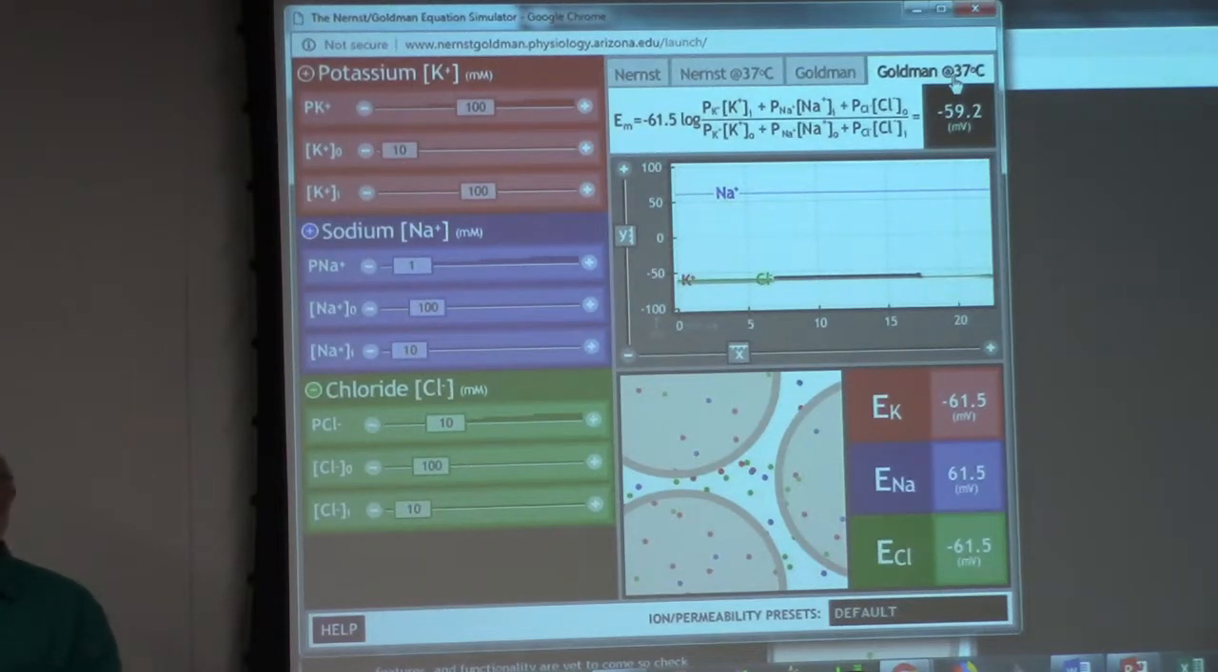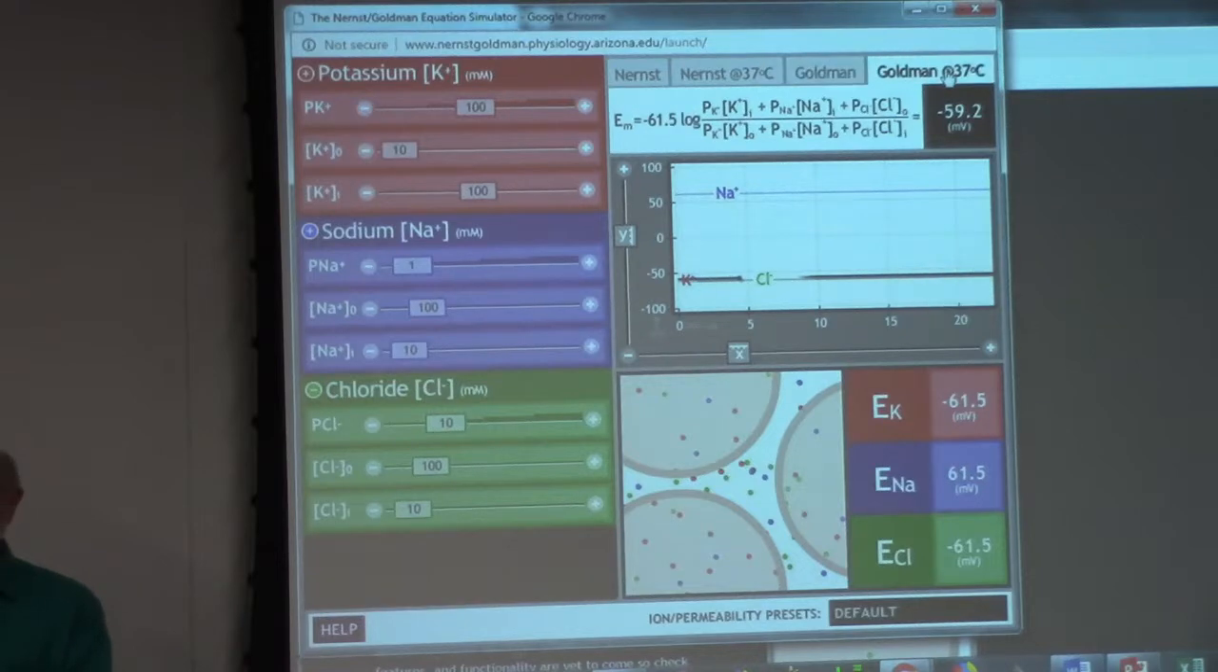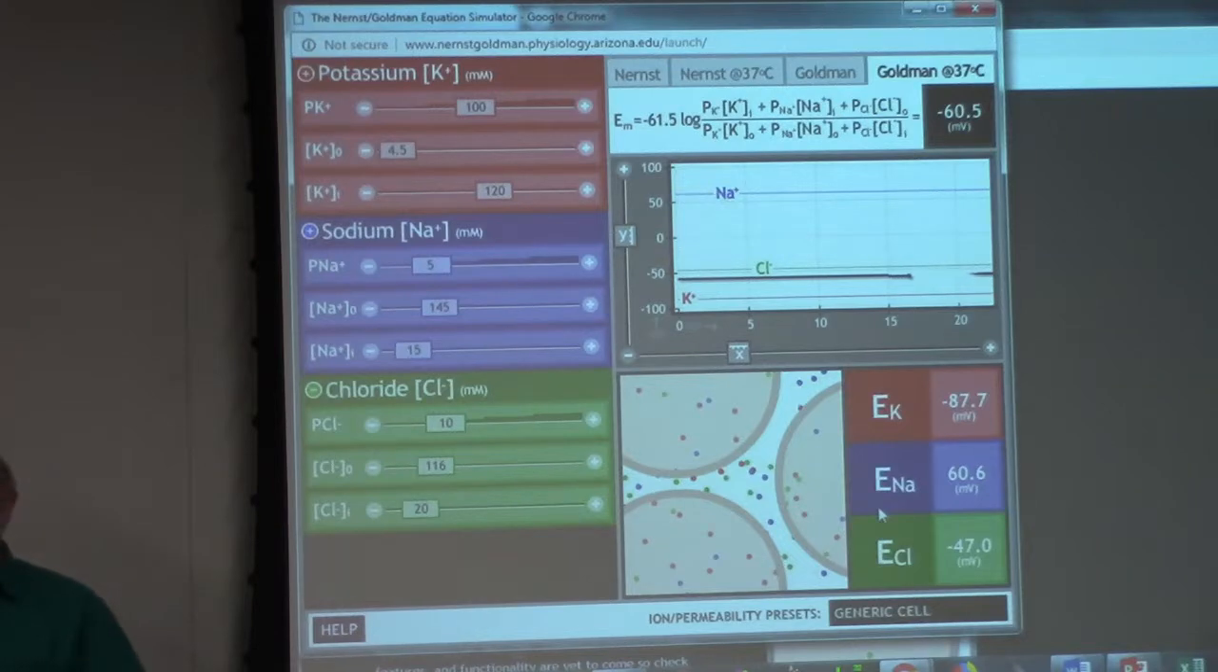But if you were a squid, we could work at 4 degrees Celsius instead by clicking on Goldman, and then we have control of the temperature. But we're not going to play with that. We're just going to click on Goldman at 37 degrees and not worry about temperature. It comes up with a default condition which is wrong. If you click on generic cell, you come up with something that is closer to correct, but it is still not what you want to use for the homework.